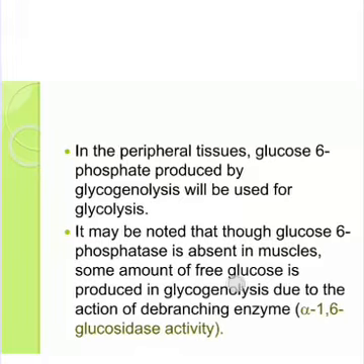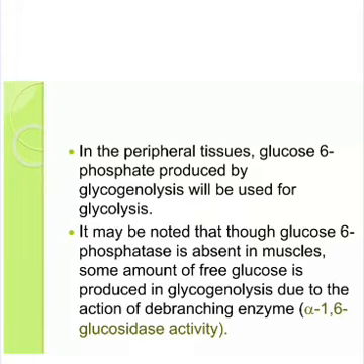In the peripheral tissue, glucose 6 phosphate produced by glycogenolysis will be used for glycolysis. It may be noted that glucose 6 phosphatase is absent in muscles. Some amount of free glucose is produced in glycogenolysis due to the action of debranching enzyme, that is alpha 1,6 glucosidase activity.